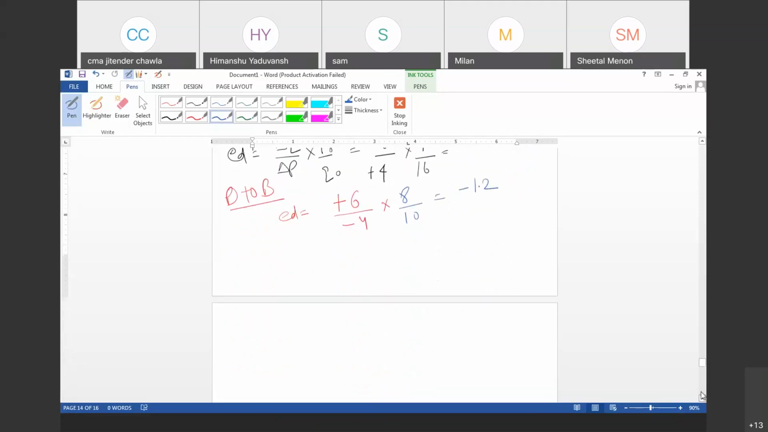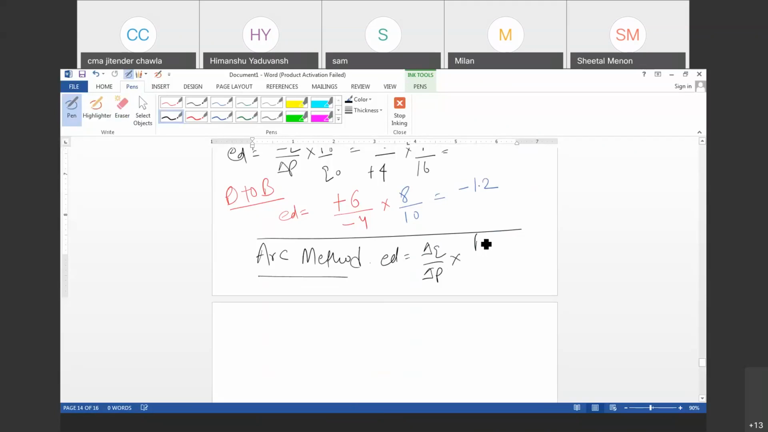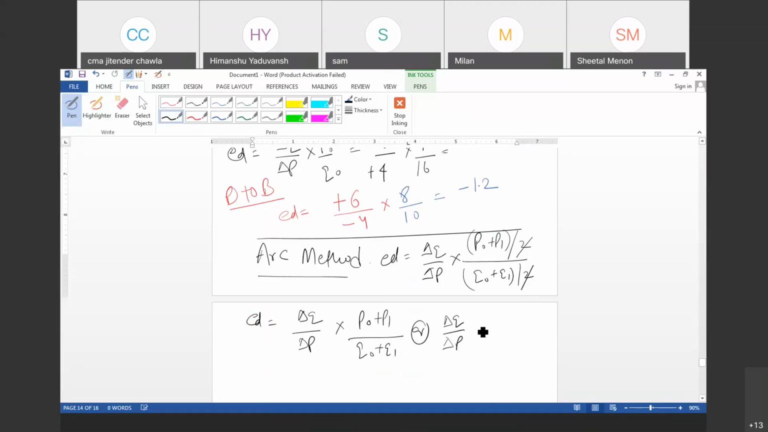That's why we replace it with the next method, the arc method. What is the formula for the arc method? I'm writing it. ED is equal to delta Q divided by delta P into (P0 plus P1 divided by 2) over (Q0 plus Q1 divided by 2). These 2s get cancelled out. So basically we can write delta Q by delta P into (P0 plus P1) over (Q0 plus Q1), or in some books it is written as delta Q by delta P into (P1 plus P2) over (Q1 plus Q2).